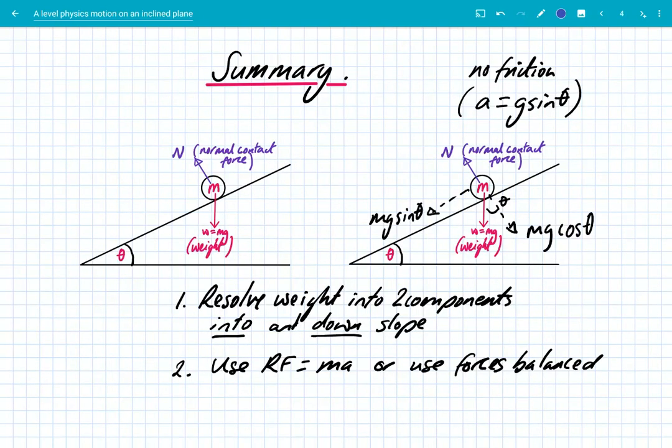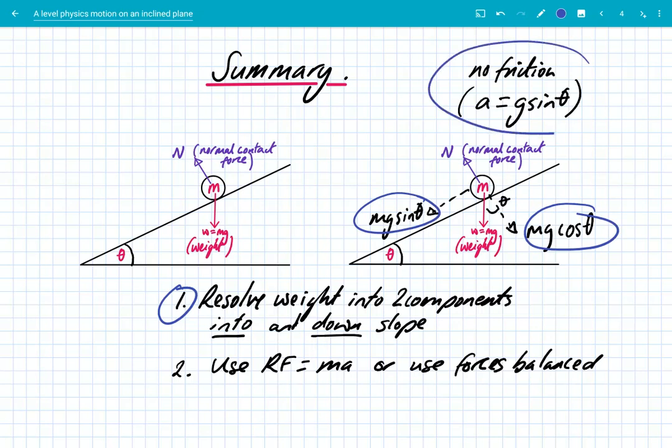So, in summary, whenever you get an object on a slope, it's really, really simple. You follow two basic steps. Step one, resolve the weight into two components, into the slope and down the slope. Into the slope, it's always mg cos theta, and down the slope, it's mg sine theta. Then use resultant force is equal to ma, or use the fact that forces are balanced to solve your problem. And just a key fact to remember, when there's no friction, the acceleration of an object is always given by a equals g sine theta, and you can see the derivation of that on the first slide. And that's it. Just follow those two steps.